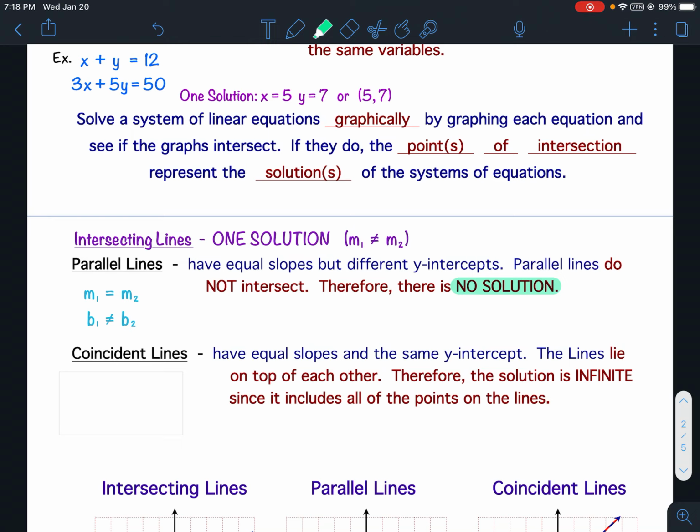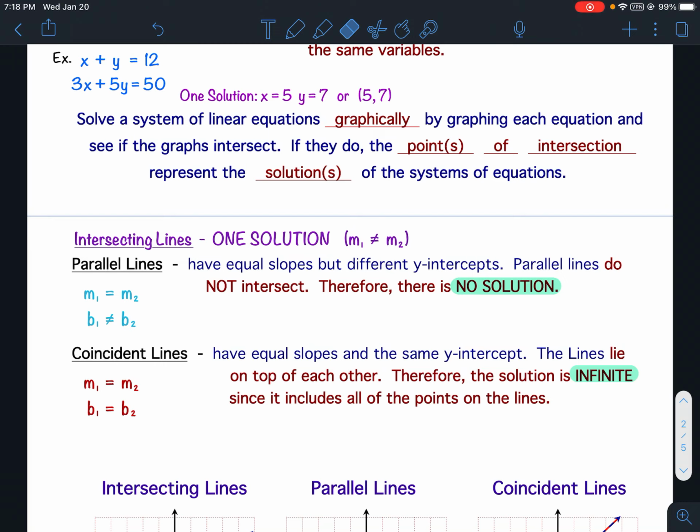And how many ordered pairs could be, or how many points could be on that line? An infinite amount. So for coincident lines, there are an infinite amount of solutions. Underline the word infinite. For coincident lines, there is an infinite amount of solutions. And once again, not only are the slopes equal, but the y-intercepts are also equal.